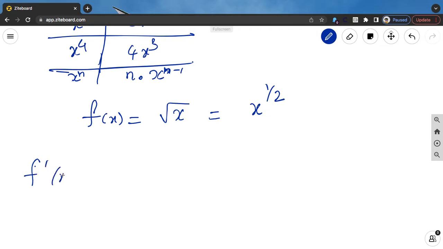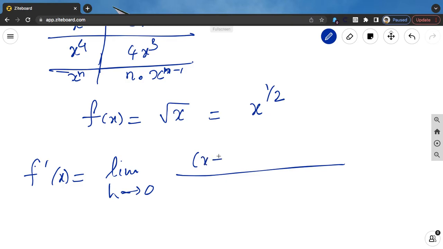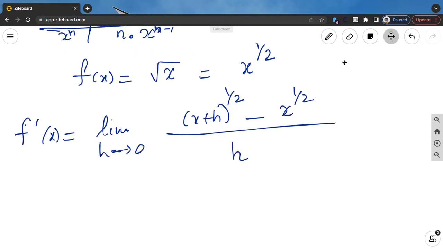First principle says derivative or slope of the curve at a given x, or slope of the tangent to the curve at a given x, is given by limit as h tends to 0 f of x plus h, means wherever there is x I replace it by x plus h, minus f of x, upon h is giving the slope. Well, I'm going to simplify. I want to get the final expression.